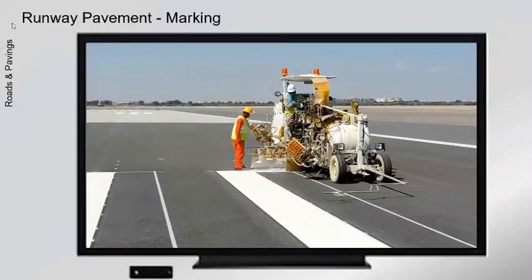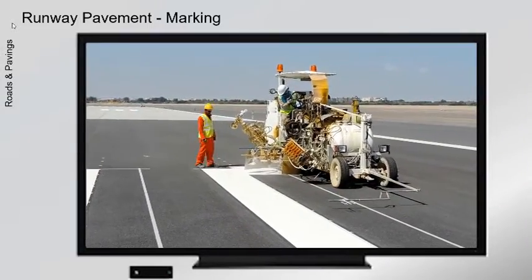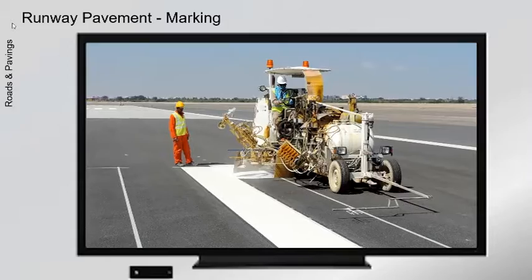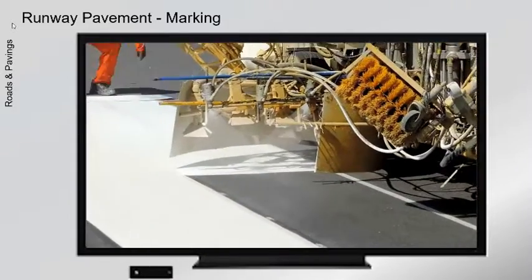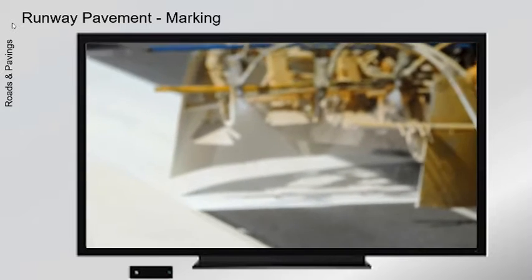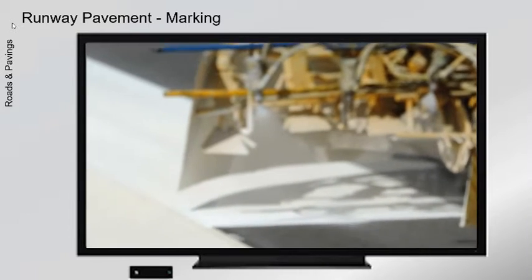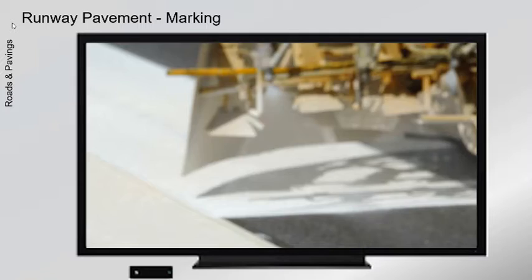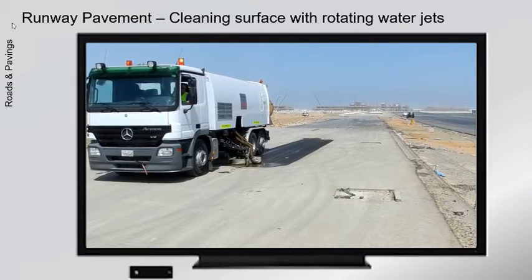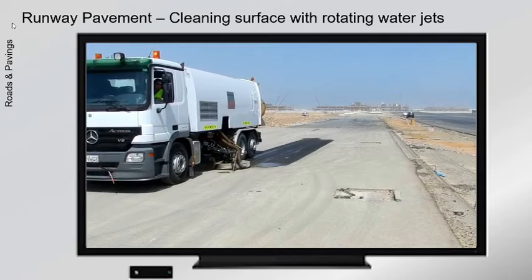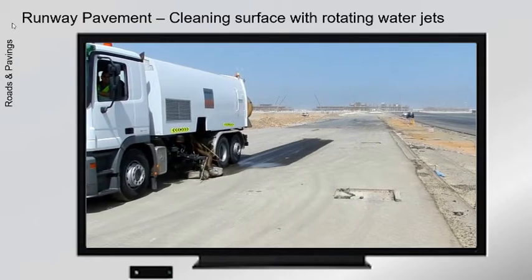Pavement marking. Pavement marking to runway using an emulsion paint. Pavement cleaning. High-pressure spinning water jets are used to remove rubber from runways that builds up as a result of planes landing.